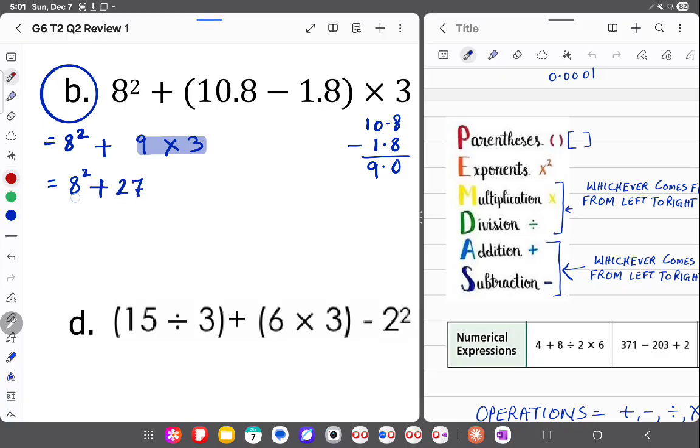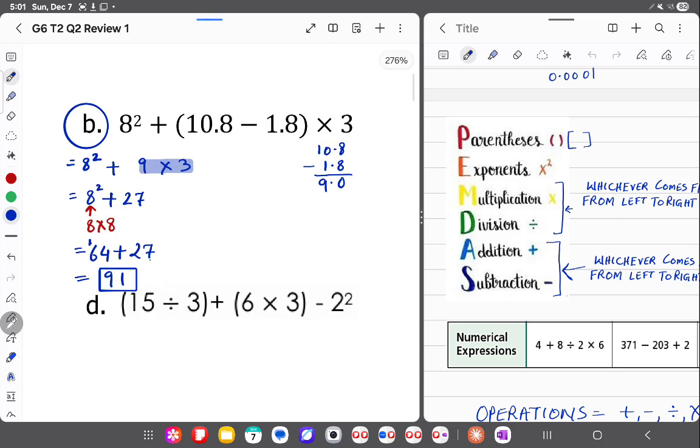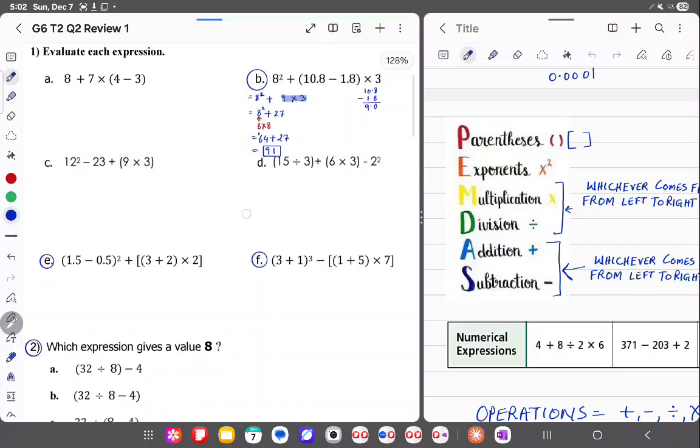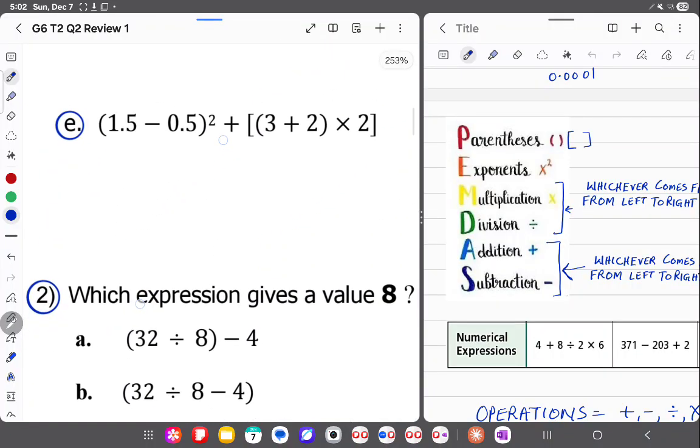Now 8 to the power of 2 is 8 times 8, correct? So we get 8 times 8 is 64, plus 27. 64 plus 27: 4 plus 7 is 11, you carry the 1, 6 plus 2 is 8, plus 1 is 9. So it's 91. My answer is 91, which means when you evaluate 8 to the power of 2 plus 10.8 minus 1.8 times 3, you get an answer of 91.